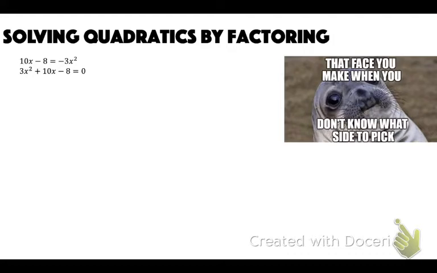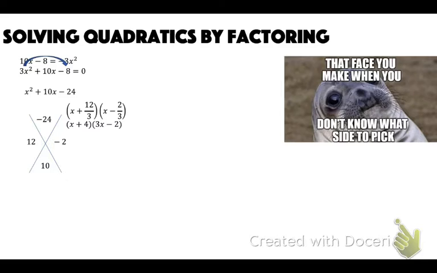I'm going to add the 3x over. So I have 3x squared plus 10x minus 8. Factor this, so I get x squared plus 10x minus 24. Multiplies to be negative 24, adds to be 10. So that's 12 and negative 2. So that's x plus 12 and x minus 2. I multiplied by 3, so I have to divide by 3. So that's going to be x plus 4 and 3x minus 2. Set them equal to 0, and then you get x equals negative 4, add the 2, 3x equals 2, so x equals 2/3.